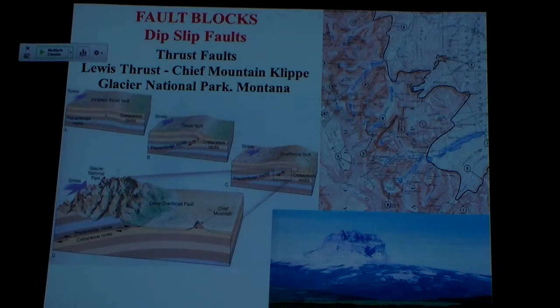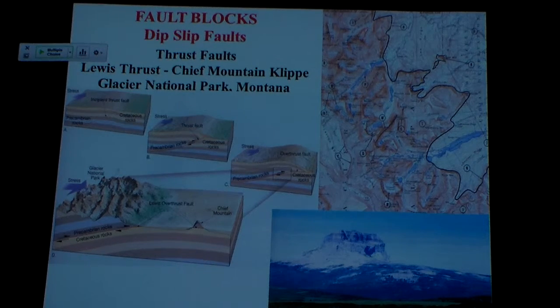Here's one. It's out in Glacier National Park, and it's actually left a mountain out there, Chief Mountain. What's happened is, here's our original flatline rock, and we have some Cretaceous rocks sitting on top of some Precambrian rocks. So that means Cretaceous rocks, about 65 million years ago is when Cretaceous ended. Precambrian ended about 560 million years ago. Big unconformity between there.